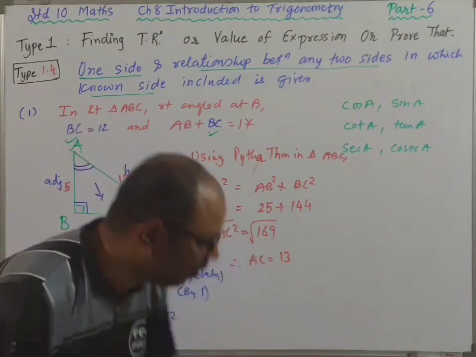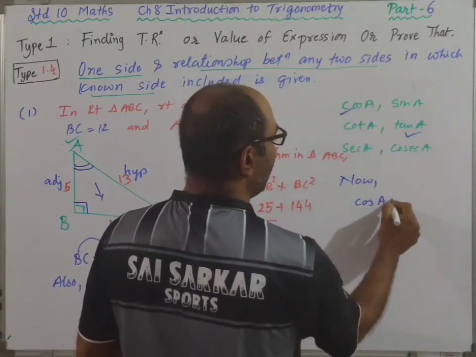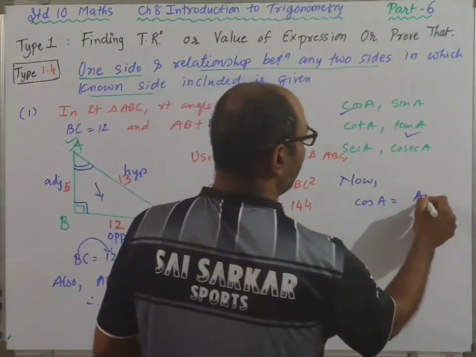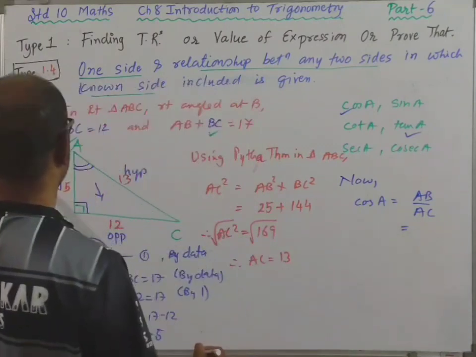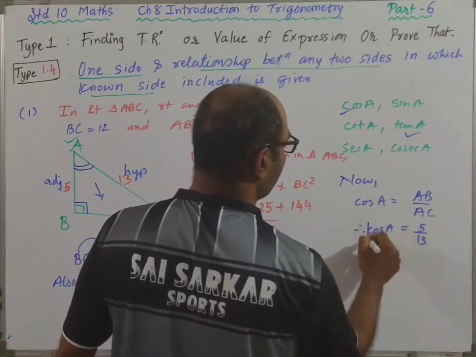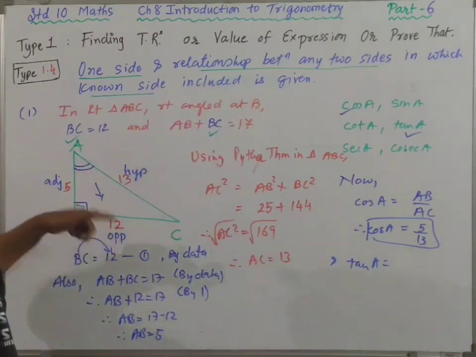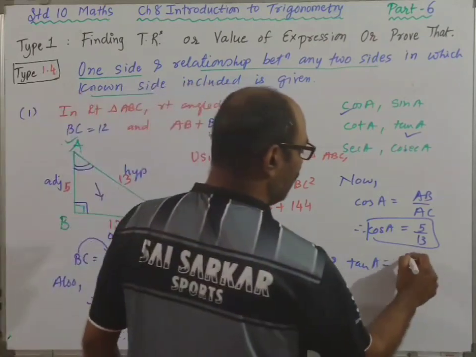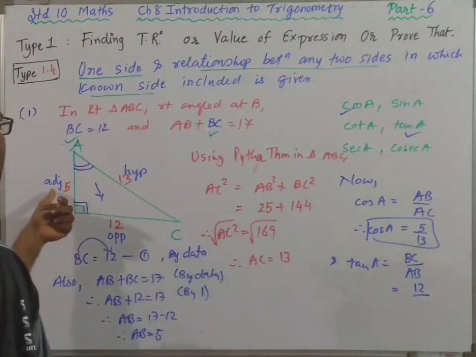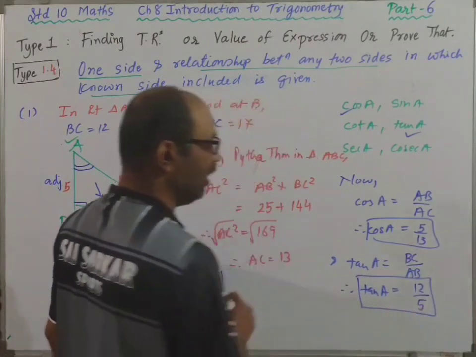अब जो ढूंढना है ढूंढ लो. Now I'll find only 2. Alright. Cos A. Adjacent upon hypotenuse. Adjacent is AB. Hypotenuse is AC. So AB upon AC. AB is 5 and AC is 13. That is cos A. ठीक है? And tan A is equal to opposite upon adjacent. BC upon AB. BC is 12 and AB is 5. That's it. Reduced form में ही है. So this is tan A.